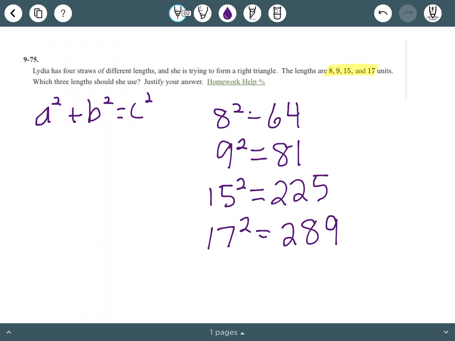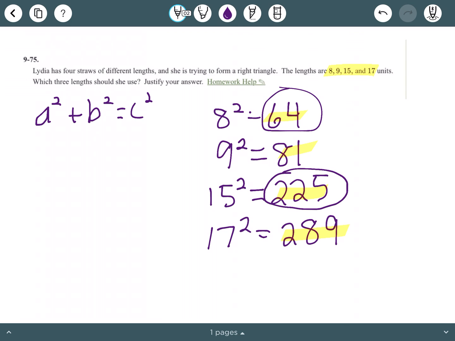So we need to figure out which of these, well, we have 4 areas here. So which 2 of these add up to a third? Well, I see that we have a 64 and a 225. And if I add those 2, then I would get 289.